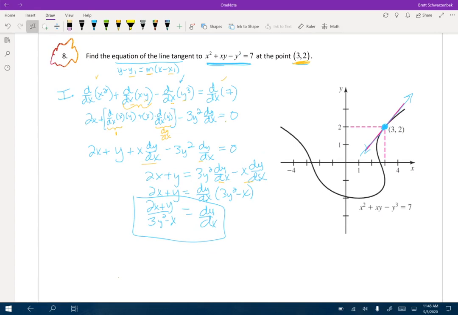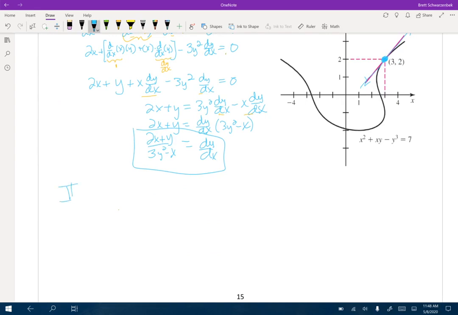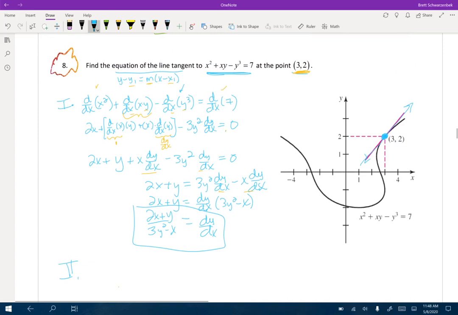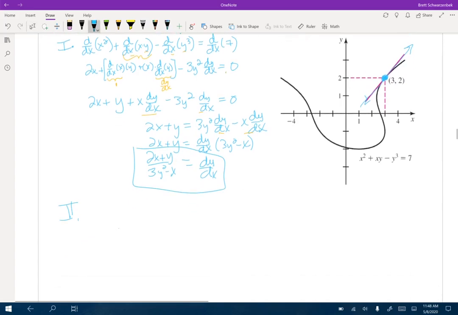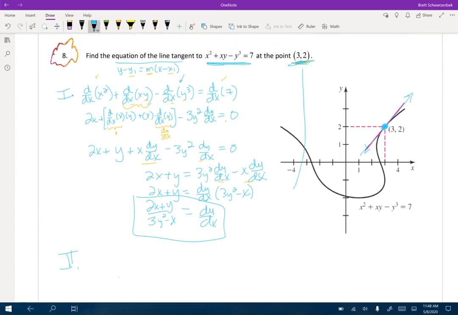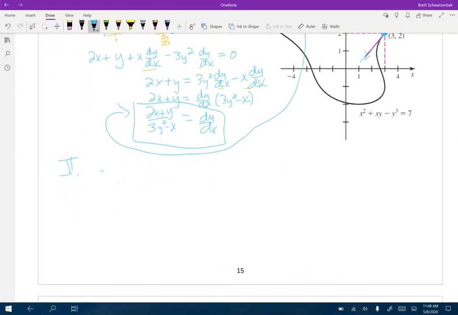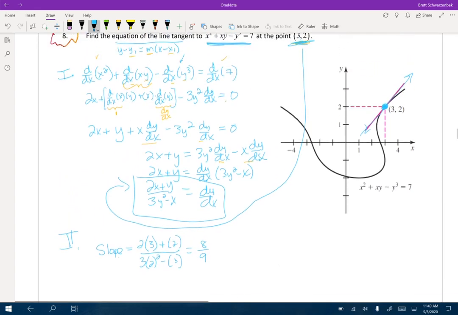So step 2. We need to find the slope of the tangent at (3, 2). So how do we do that? We take (3, 2), and we plug it in for x and y in our equation. So the slope is going to be equal to 2 times our x is 3, plus our y is 2, over 3 times our y, which is 2 squared, minus our x, 3. If we do this math, we are going to get a slope of 8/9.